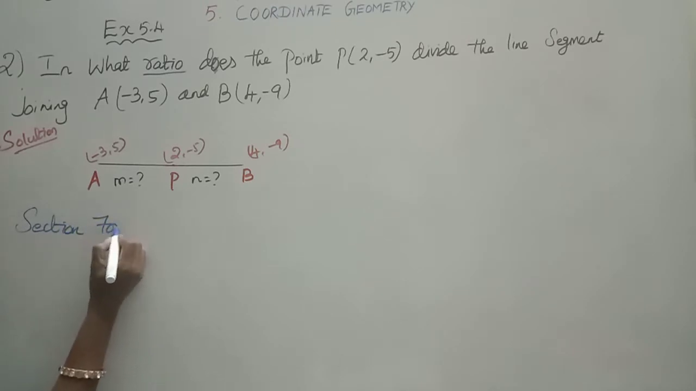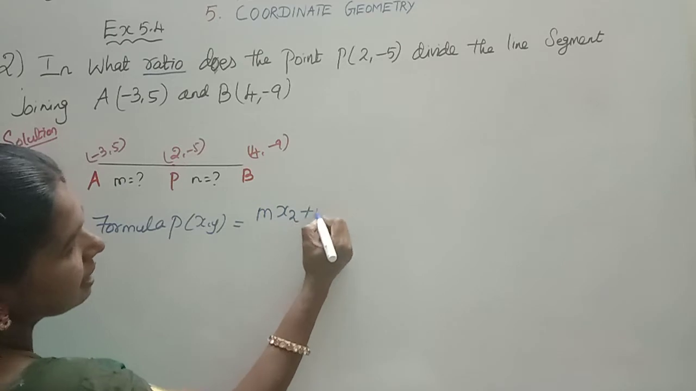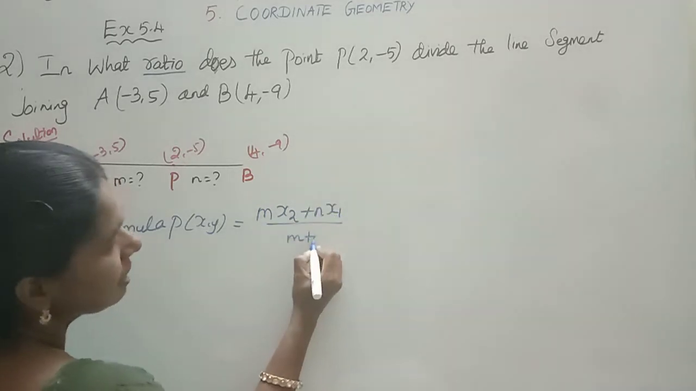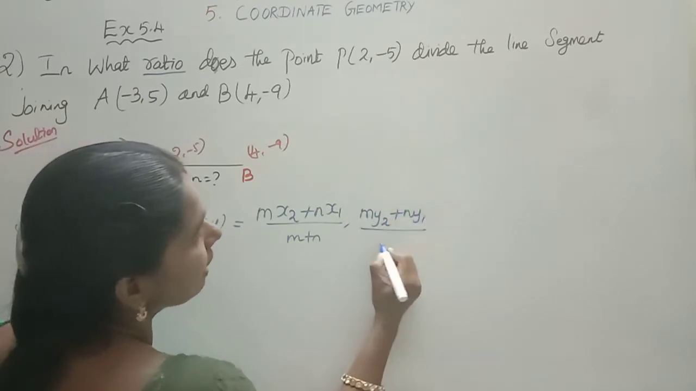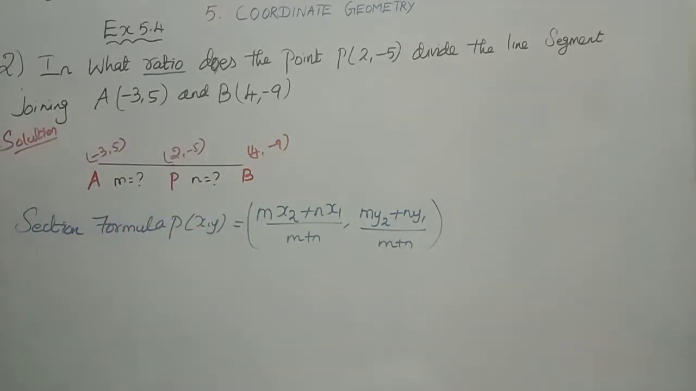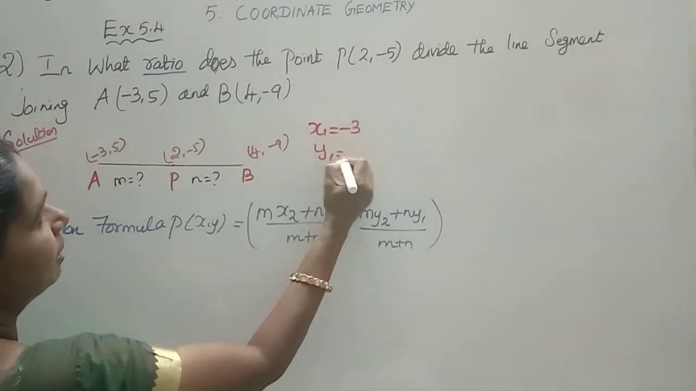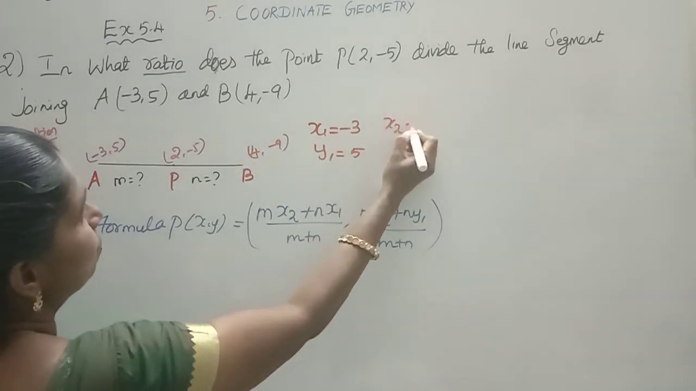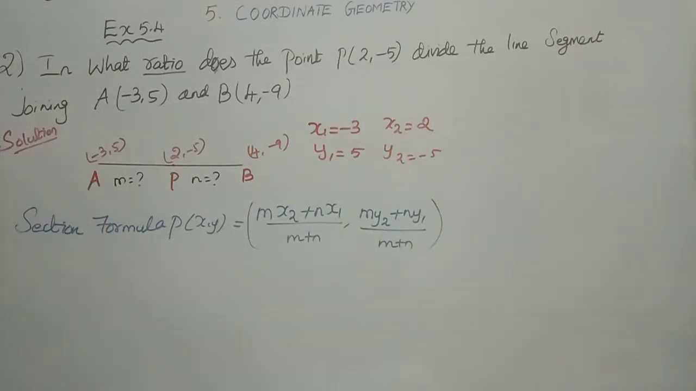Section formula for P of x comma y. From this, we are going to find that one. What is the formula? mx2 plus nx1 by m plus n, comma, my2 plus ny1 by m plus n. Understand? This is the section formula. And here you write what is x1, y1: x1 is minus 3, y1 is 5, x2 is 4, y2 is 9. m is to n is not given, and P of x comma y is 2 comma minus 5.